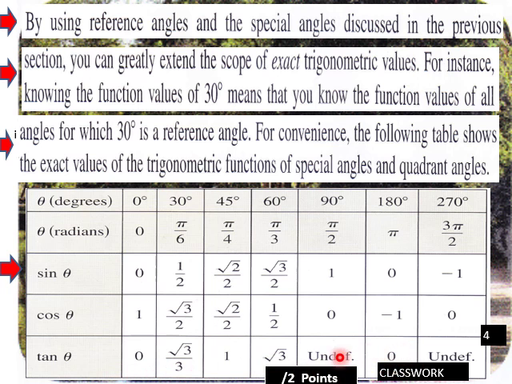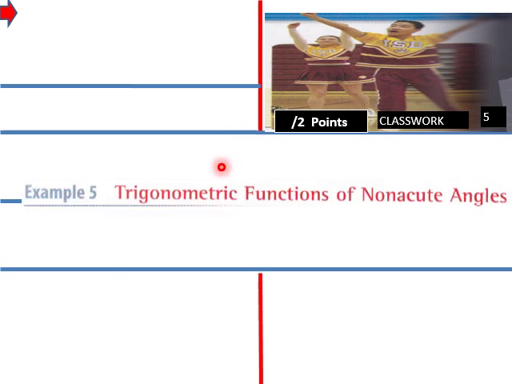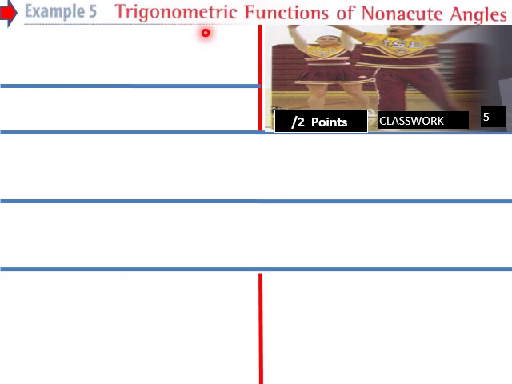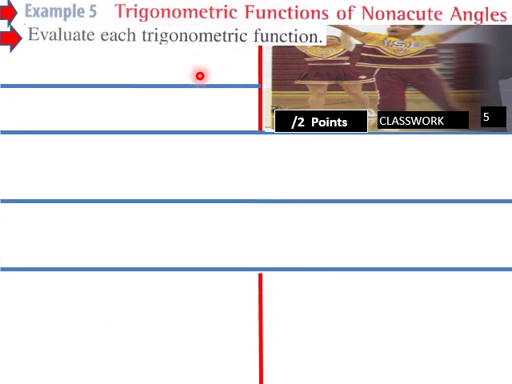So this table here is really important. And during classwork, I will have you copy all these values down in your table. It's important that you know these values. So getting into another example here. Example 5, trigonometric functions of non-acute angles.